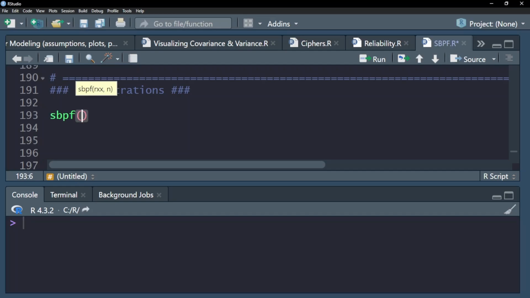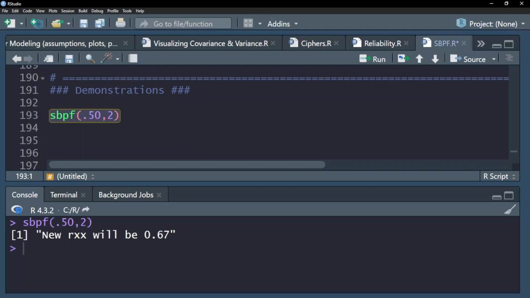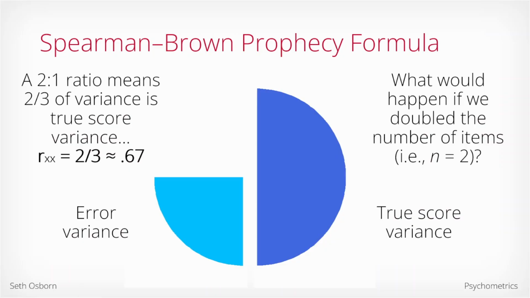Okay, so let's see. We started with 0.5, and then our scaling factor was 2. So let's run that and see. The new reliability will be 0.67. So we did that correctly. In other words, the formula came to the exact same conclusion we did through this visual demonstration. So hopefully this straightforward example is making sense to you, but we can generalize this a bit.